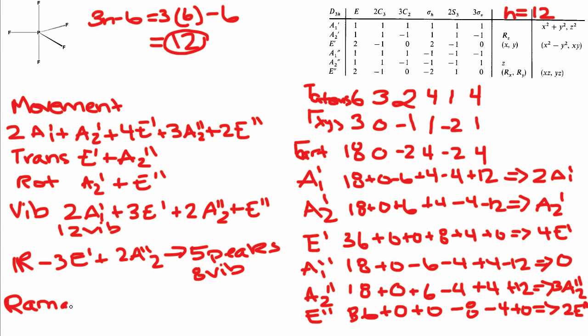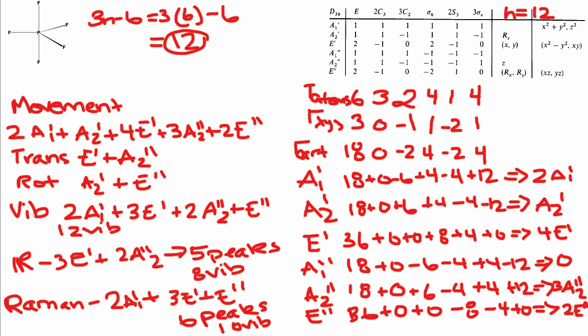And so if we then go further and look at the Raman, we can see right here the Raman active ones are going to be the A1 primes, the E primes, and the E double prime. And so in this case, we're going to end up with a total of 6 peaks, but we will have a total of 2 plus 6 is 8, plus 2 more is 10 vibrations that are going to fall within this grouping.